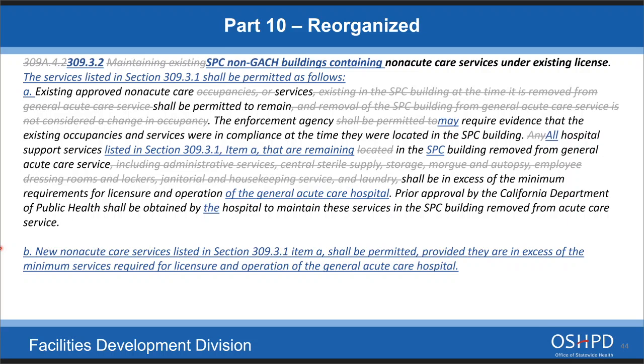Now, we continue to explain that in SPC, as opposed to a freestanding building, an SPC, non-general acute care hospital building containing non-acute care services under an existing license may be permitted under the following conditions. Existing approved non-acute care services shall be permitted to remain. The enforcing agency may require evidence that the existing occupancies and services are in compliance at the time they were located in the SPC building. Kind of goes to the remodel that if they were built in compliance with the code when they were built, they may be able to continue to be used.